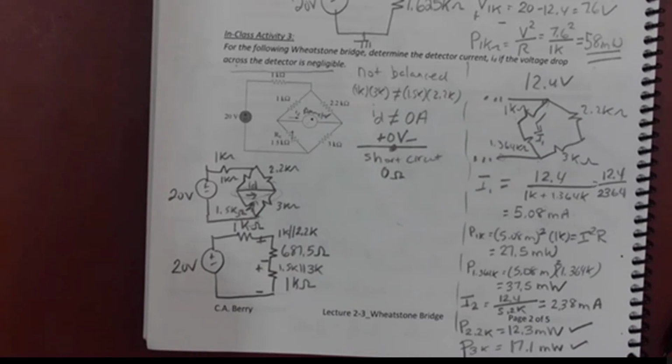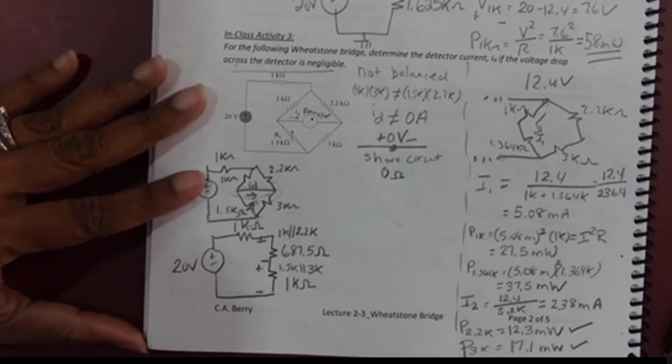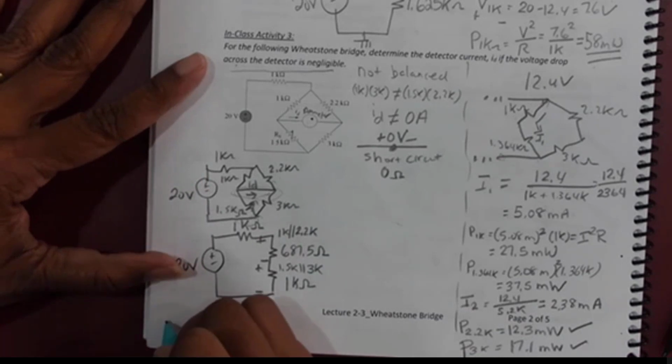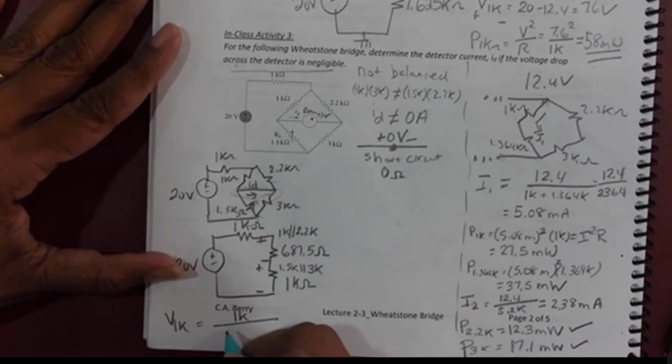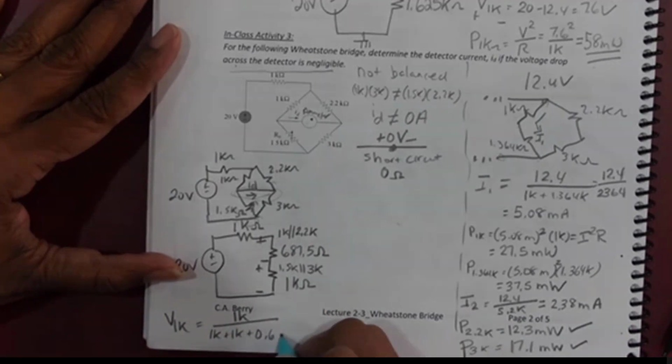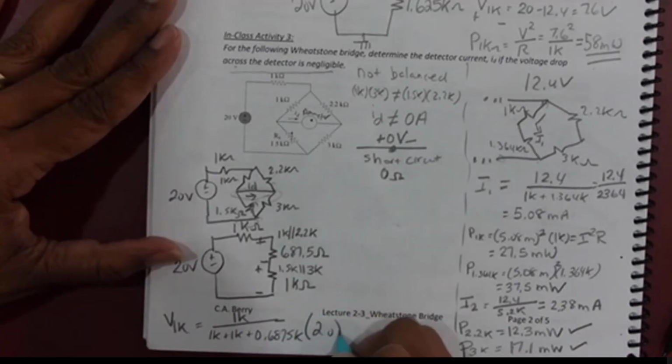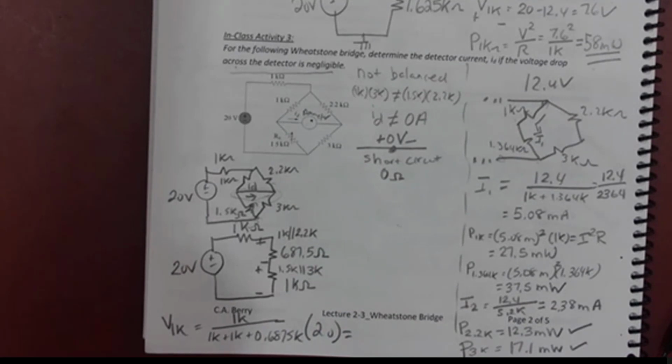I've got series resistors and a voltage that divides across them, and I don't want to do KVL. What am I going to do to find those two voltages? Voltage divider, voltage divider. So the voltage for the 1K is 1K divided by 1K plus 1K plus 0.6875K times 20.